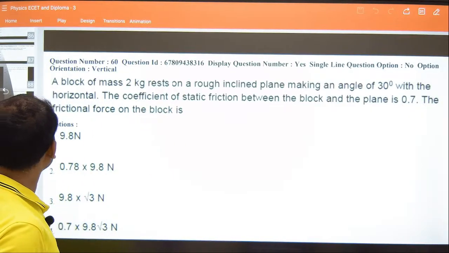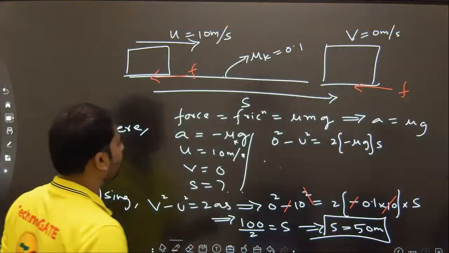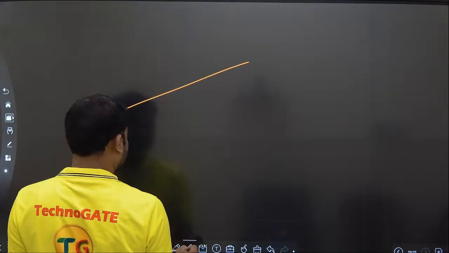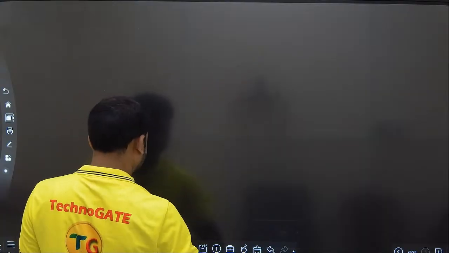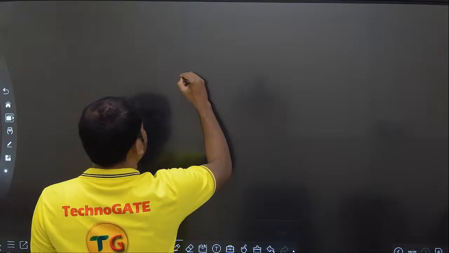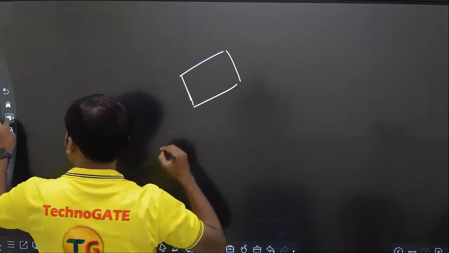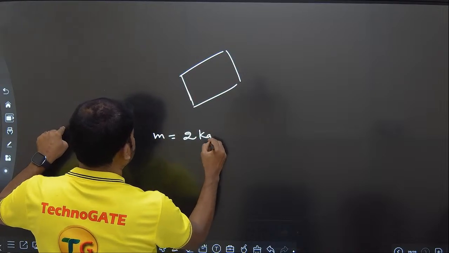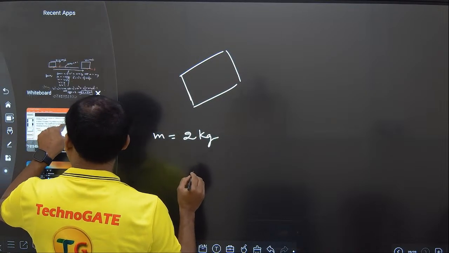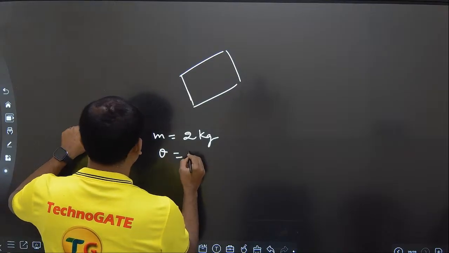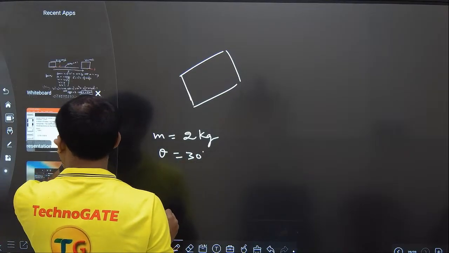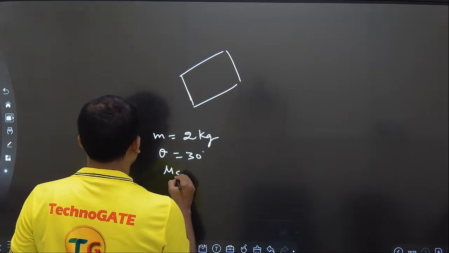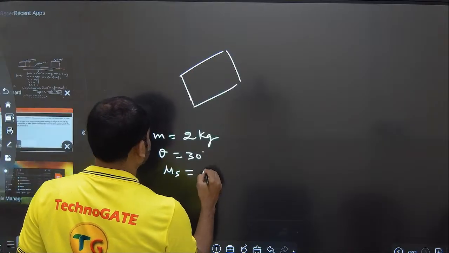Let's draw the diagram to understand this thoroughly, so we will not have any sort of confusion. There is a block of mass 2 kg on a rough inclined plane making an angle theta equal to 30 degrees with the horizontal. The coefficient of static friction between the block and the plane is mu s equal to 0.7.